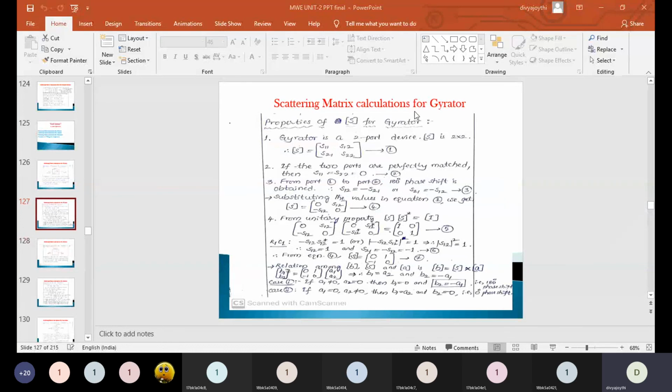Did you understand it? Yes, ma'am. It's very simple. It's a 2 by 2 matrix. Okay.